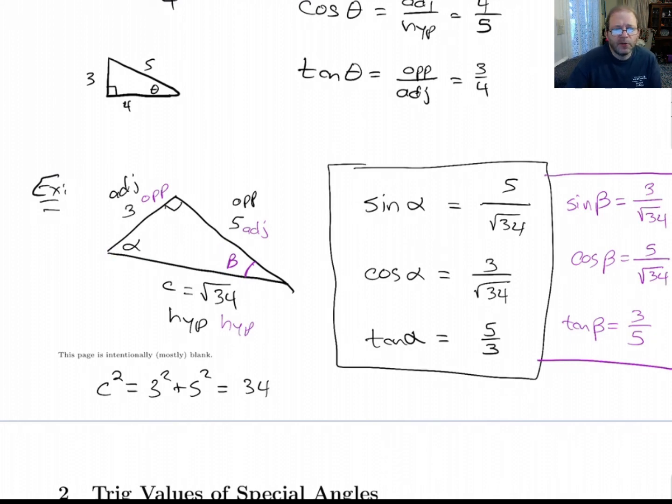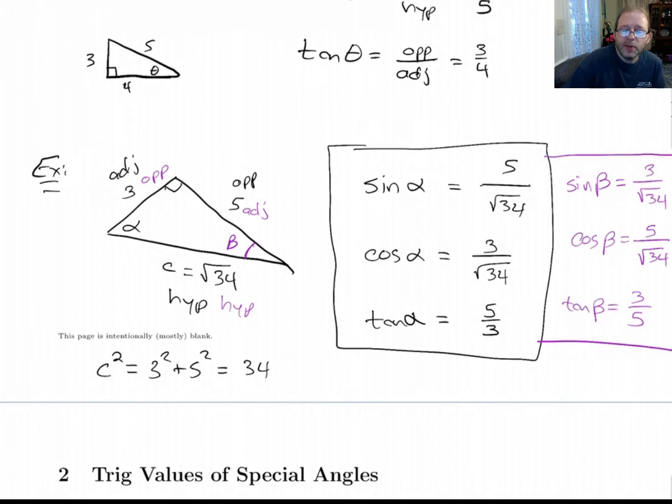So anyway, that's all there is to finding sine and cosine and tangent of angles if they're given to you in a triangle. I want to look at some more examples, but we're going to save that for the next video.